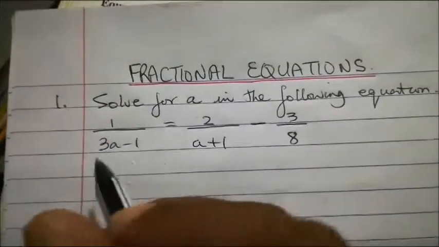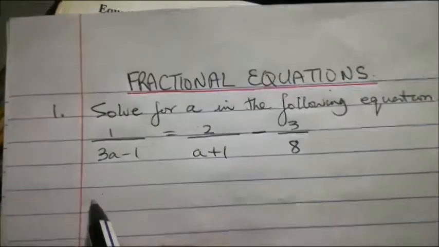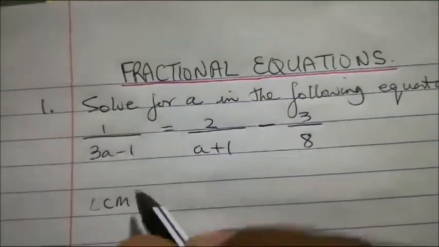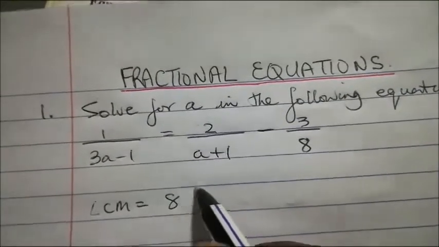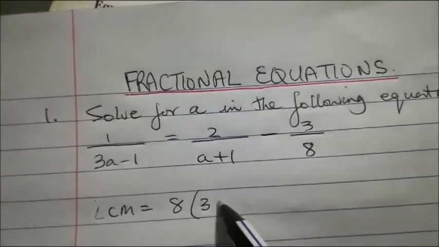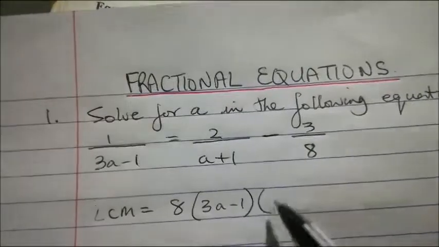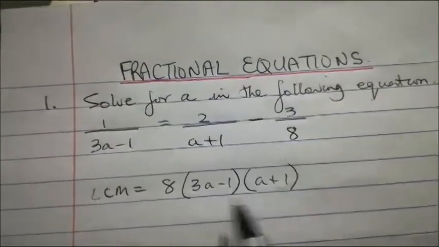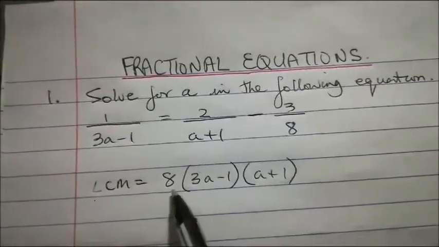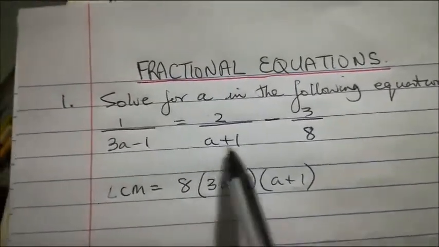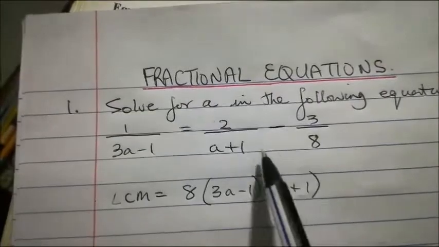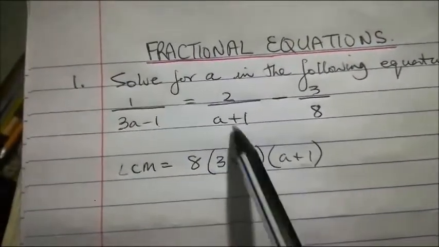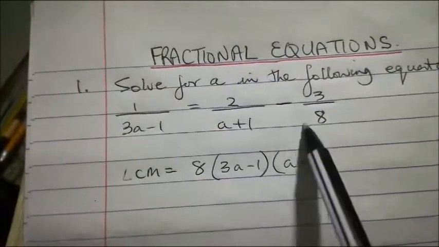So we're going to have an LCM that looks like this. LCM is going to be 8 times 3a minus 1 times a plus 1. This will be actually the LCM, right? And the reason why we're doing it this way is because we want to get rid of the bottom denominators when we're solving for a. So the next step now is to multiply the LCM by both sides of the equation.